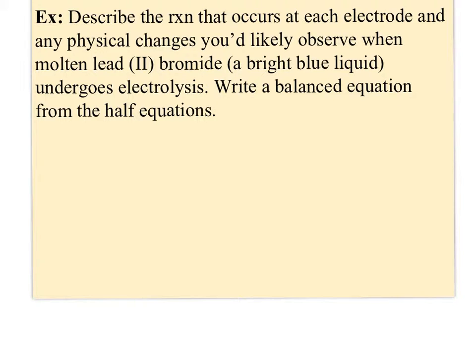So first of all, any physical changes, describe the reaction that occurs at each electrode. So which electrode is this? Well, this is reduction. And reduction happens at the cathode. This is my oxidation. So this must be occurring at the anode, because oxidation always occurs at the anode.